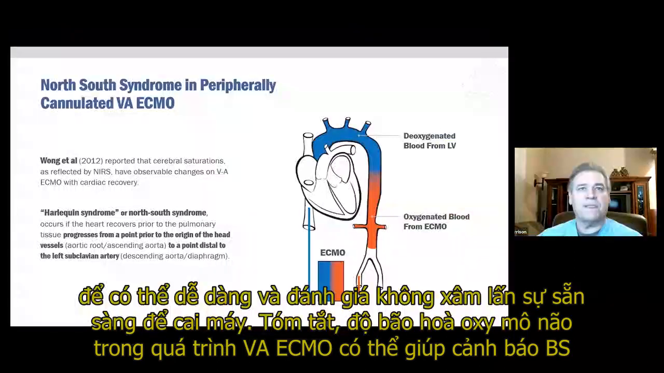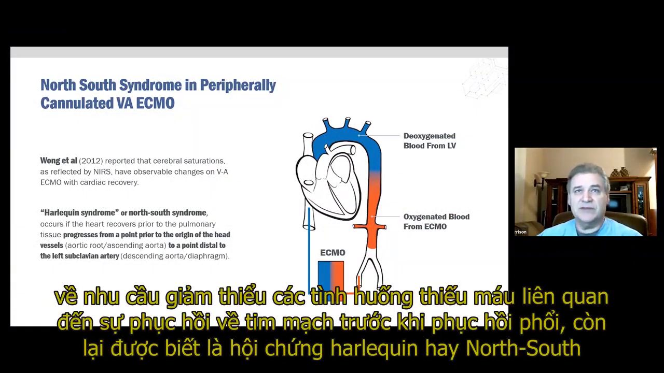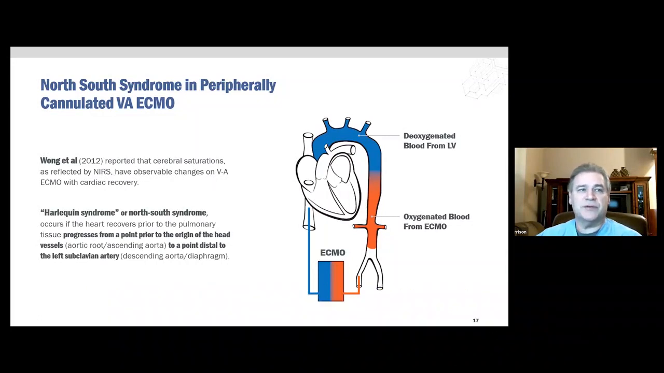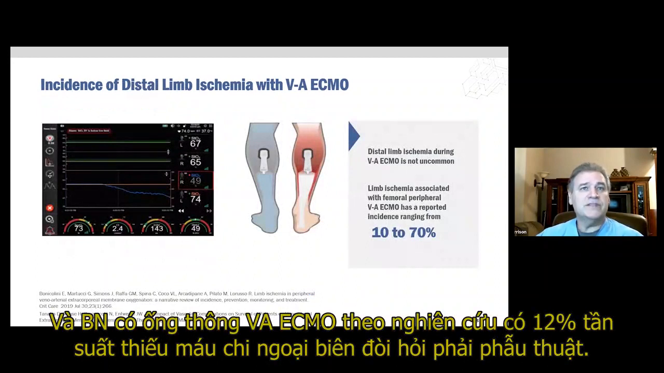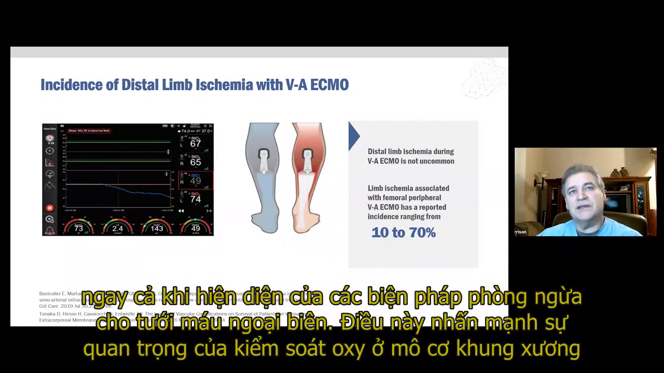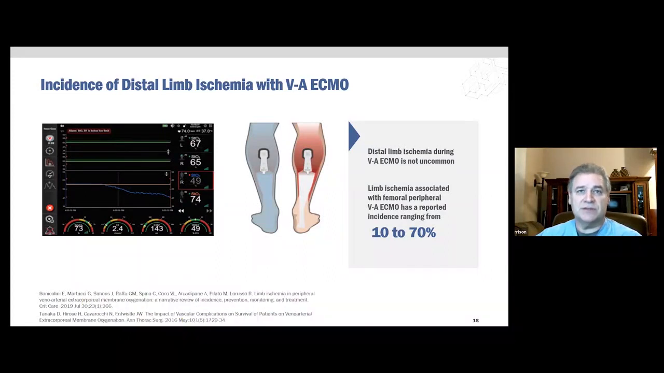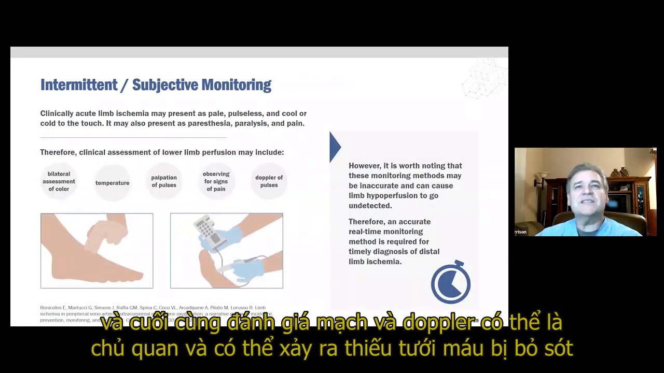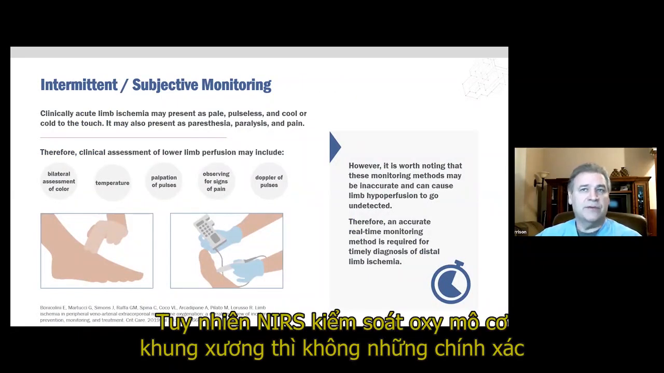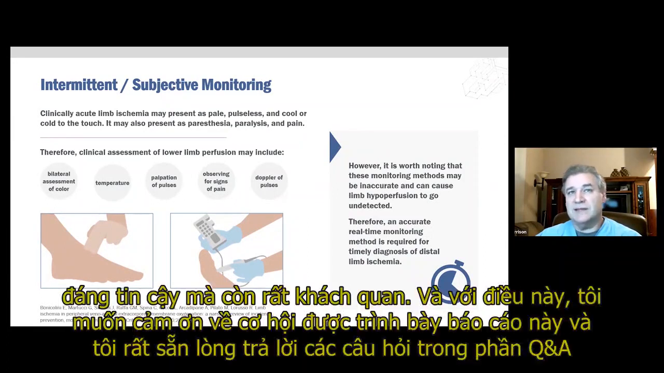the readiness to wean. So to recap, cerebral oxygen saturations during VA ECMO can help to notify clinicians of the need to mitigate ischemic events associated with cardiac recovery prior to pulmonary recovery, otherwise known as Harlequin or North-South syndrome. And in peripherally cannulated VA ECMO, one study reported a 12% incidence of distal limb ischemia requiring fasciotomy, even in the presence of a prophylactically inserted distal perfusion catheter, which emphasizes the importance of monitoring oxygenation in the skeletal muscle tissue beds. And finally, assessments for pulses and Doppler sounds can be subjective and may allow hypoperfusion to go undetected. However, near-infrared spectroscopy skeletal muscle tissue oximetry monitoring is accurate, reliable, and objective.